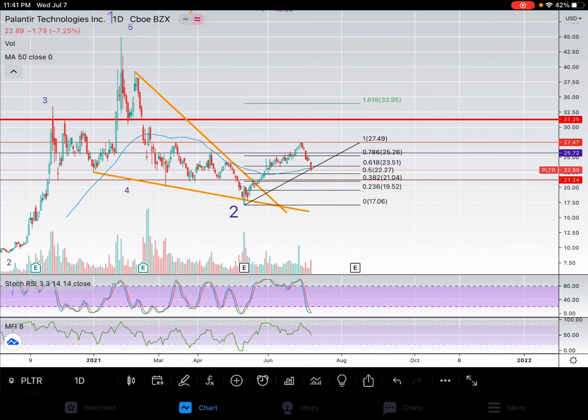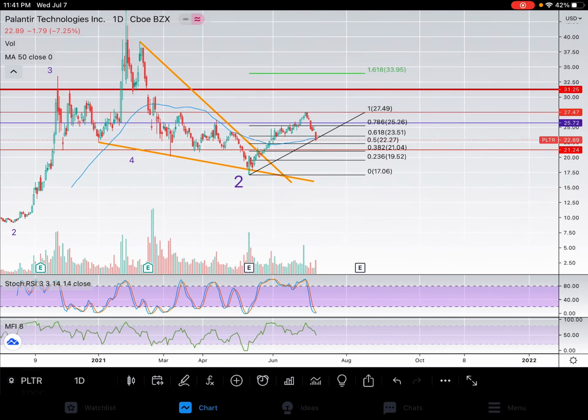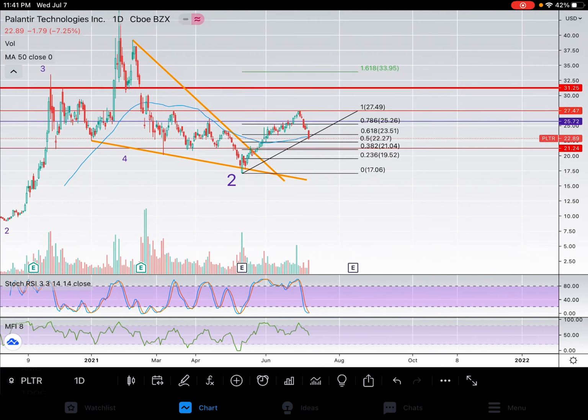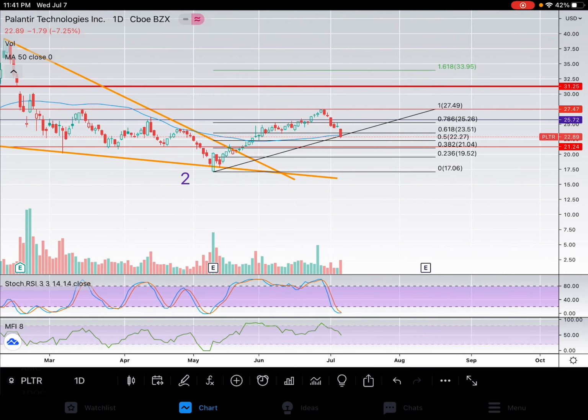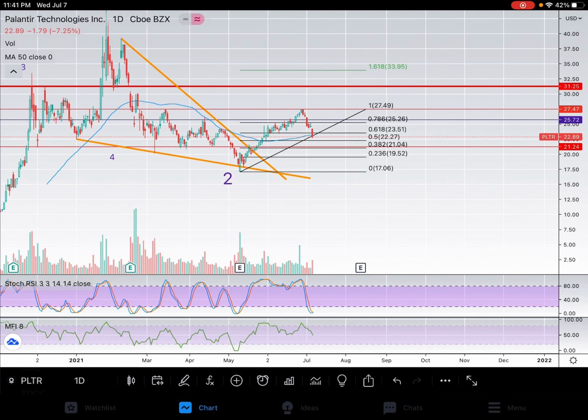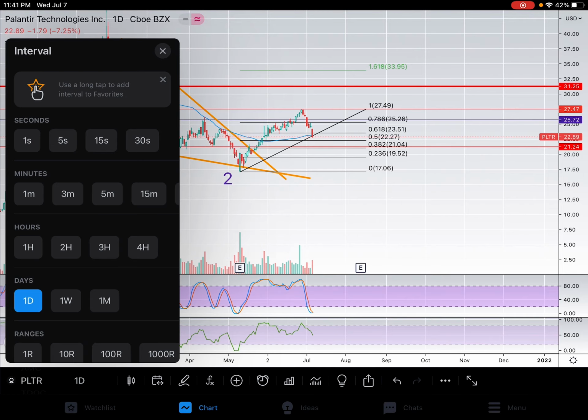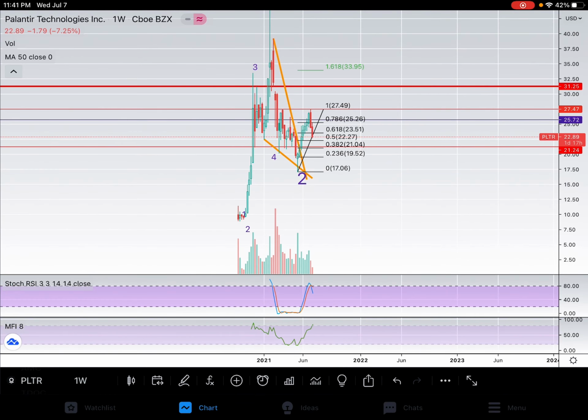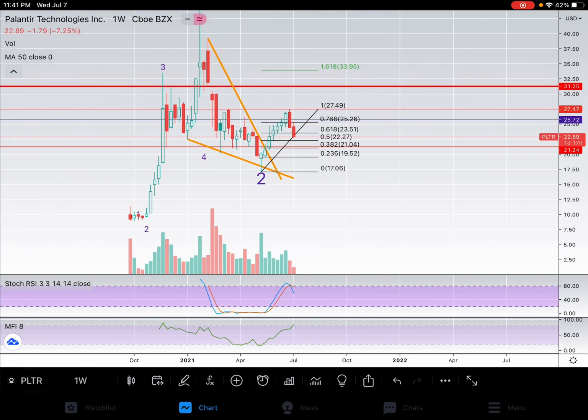So for Pltr, y'all know I went long around the $22 area. I was super bullish on this just due to the long-term scale on this stock.